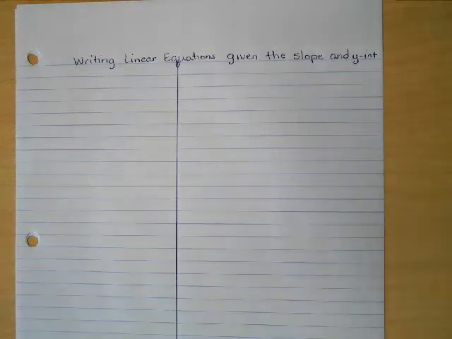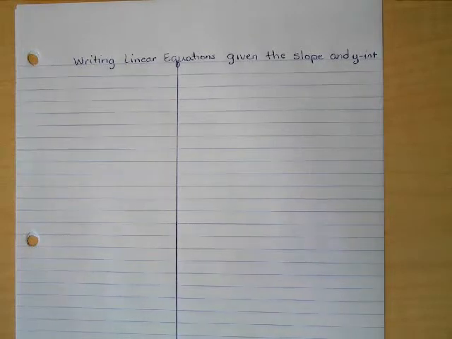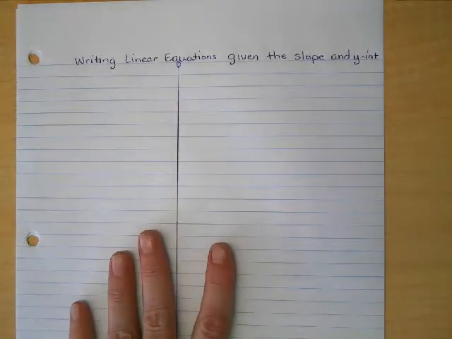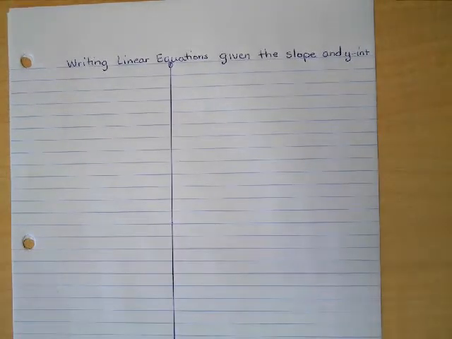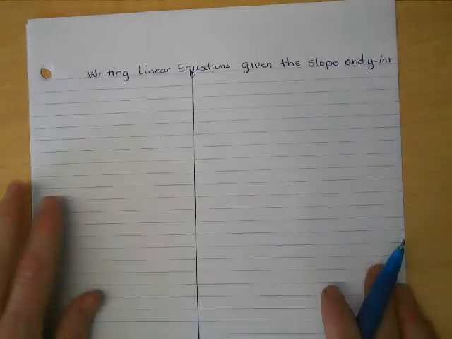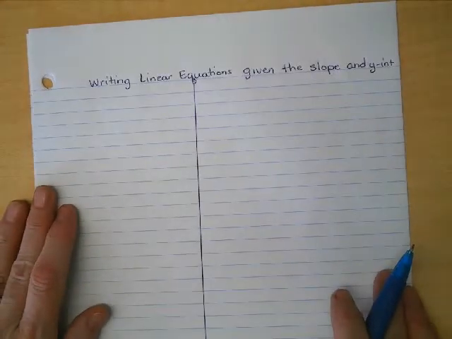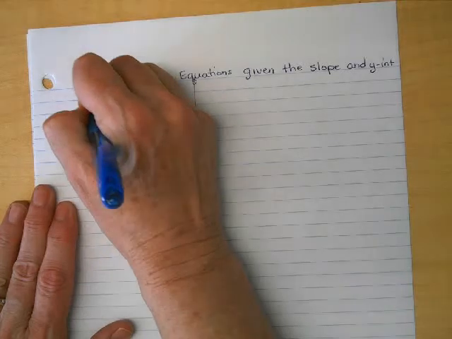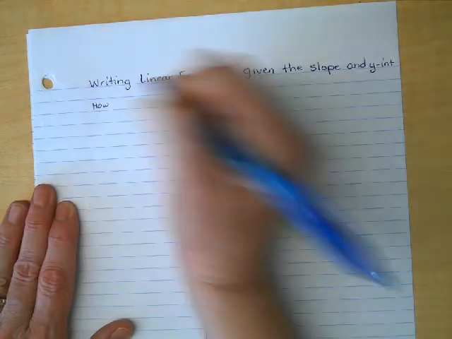Good morning, everybody. So today what we're going to be focusing on during this week is writing equations of lines. We're going to start with the most basic type, where we're given the slope and the y-intercept. As I go through these notes, if I go too fast, just hit pause and you'll be able to catch up. We're going to look at how you write the equation of a line.